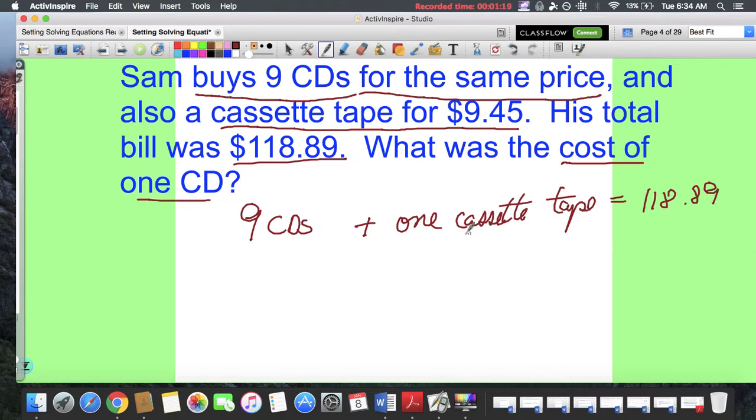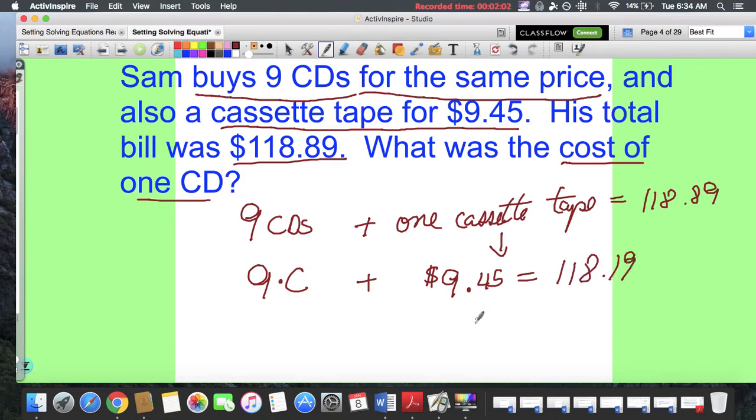But we can change some of these given the information that's given to us. I know that one cassette tape is $9.45. I bought one cassette tape, and I also bought 9 CDs. But do I know how much the CDs cost me? I don't. I know that I bought 9 CDs and that each CD is the same price. So I'm going to replace the CDs with a price that I don't know, and I'm going to represent that with my letter C.